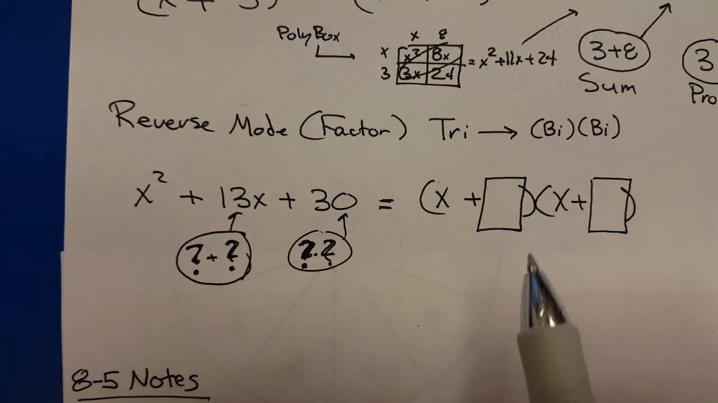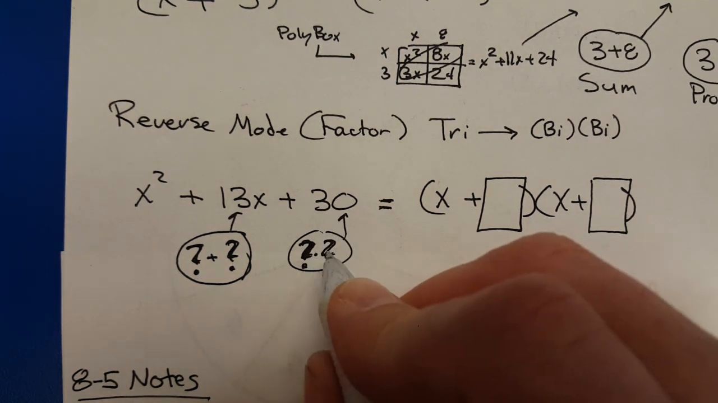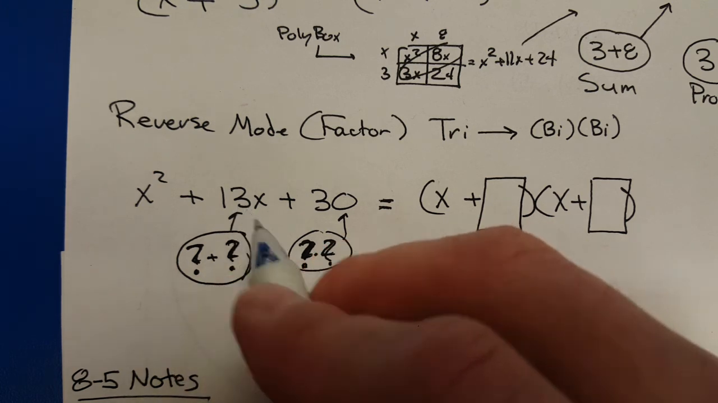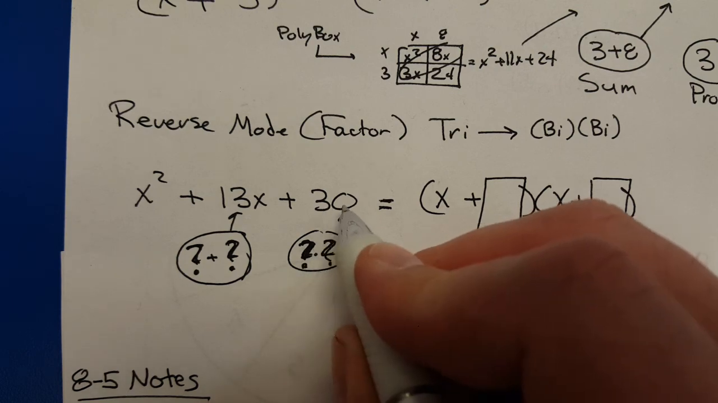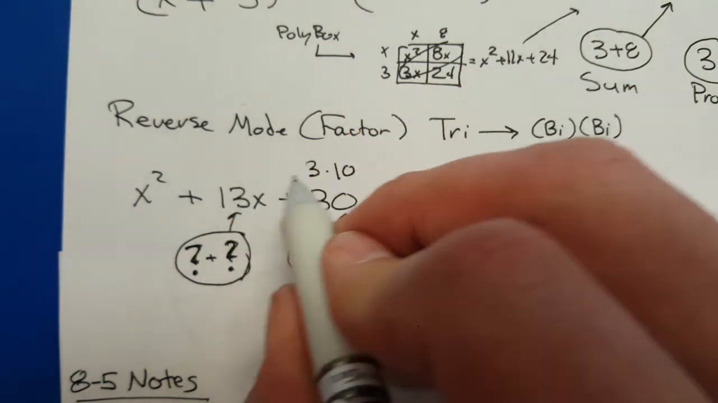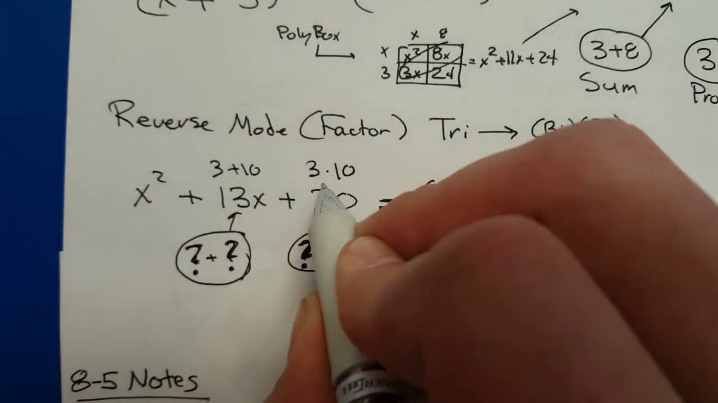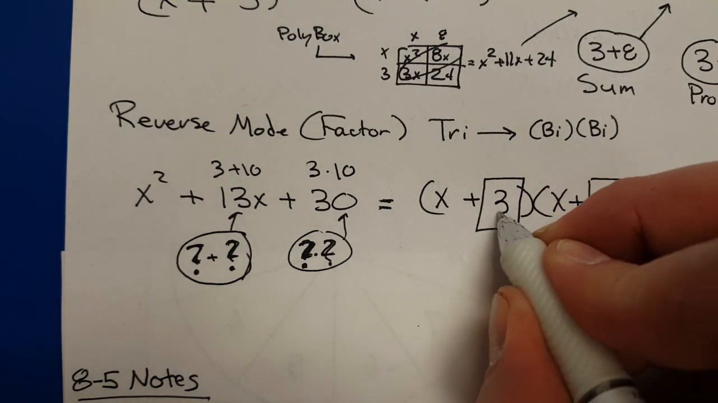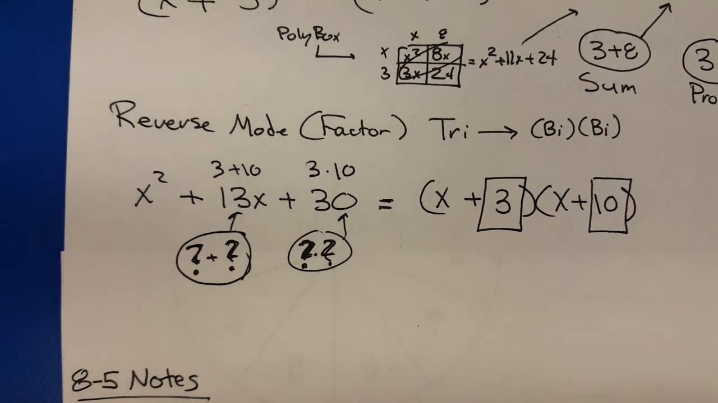Using a little bit of mental math, let's see here. How can I make 30? Well, I could do 2 times 15. But 2 times 15 does not add to 13. 3 times 10. 3 times 10 makes 30. I'm going to write that down up here. 3 times 10 makes 30. 3 and 10 also add to 13. Boom. Those are my numbers. So my binomials would be x plus 3 and x plus 10. The order doesn't matter. You could reverse these binomials, you get the same thing.